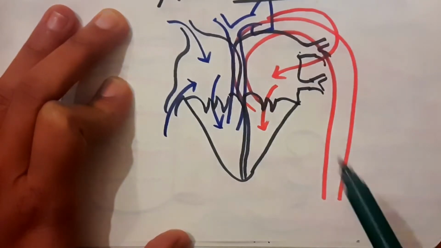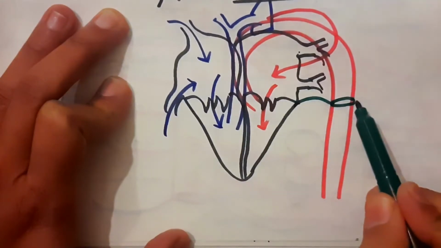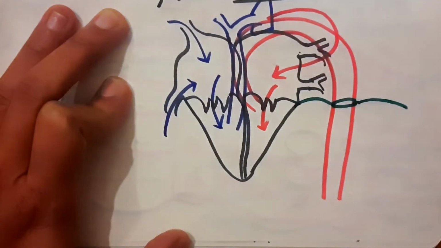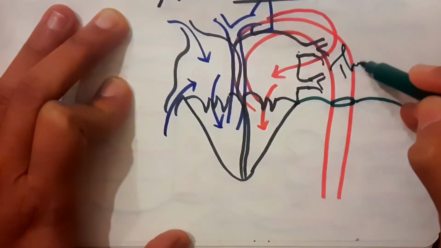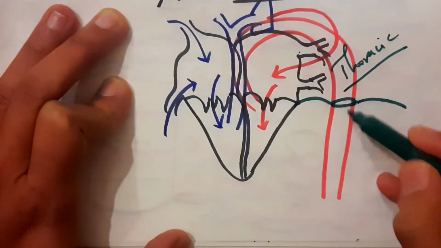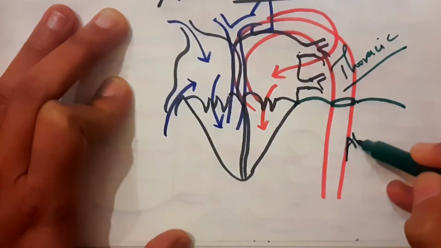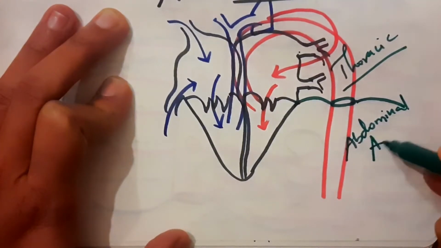We have many branches from ascending arch and the descending aorta. Now let's talk about the descending aorta. This aorta passes through the diaphragm. So the part of aorta above the diaphragm is called thoracic aorta, which is in the thoracic cavity, and below the diaphragm is called abdominal aorta.